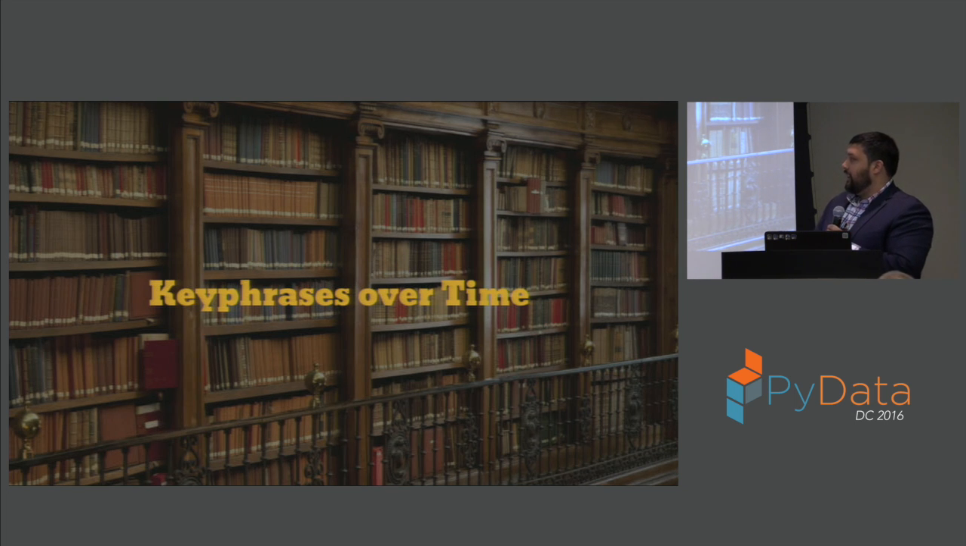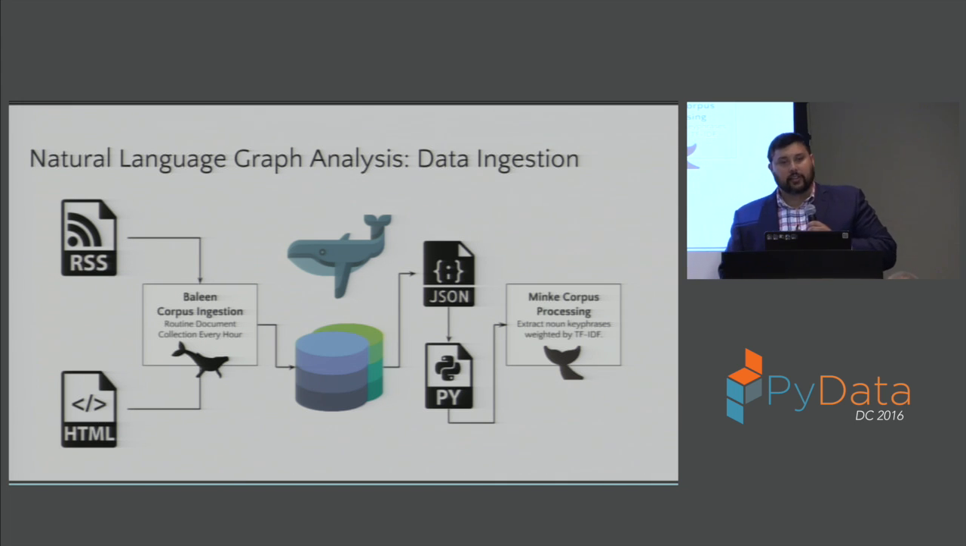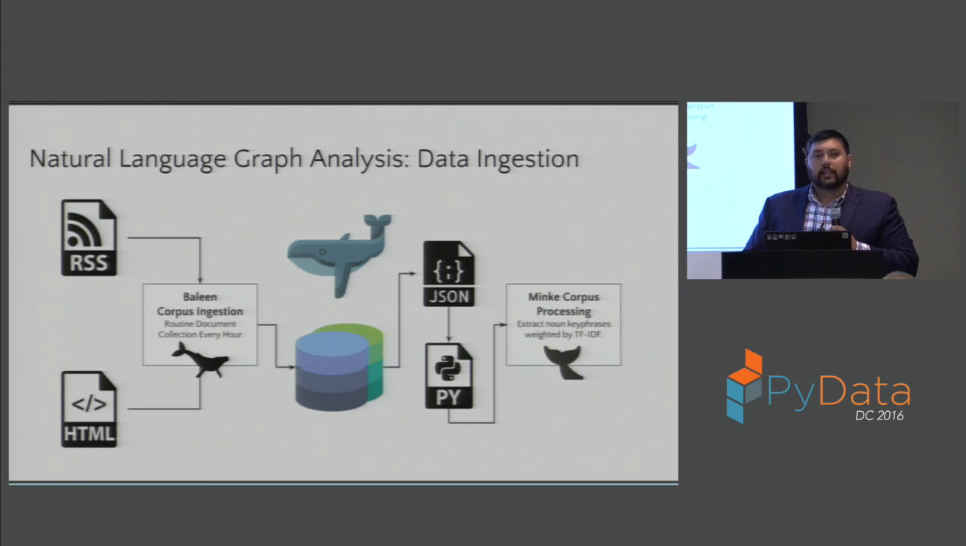All right, I mentioned that we did this NLP approach, so I want to talk about key phrases over time to give you more specific examples. DDL has two projects that deal specifically with natural language processing. The first is Baleen, which is a corpus ingestion tool. You give it an OPML file of RSS feeds, and every hour it will sync those feeds, fetch the articles, and store them in a Mongo database. We've had this running since March, and we have about 700,000 documents, a corpus of probably about 70 gigabytes of text data.